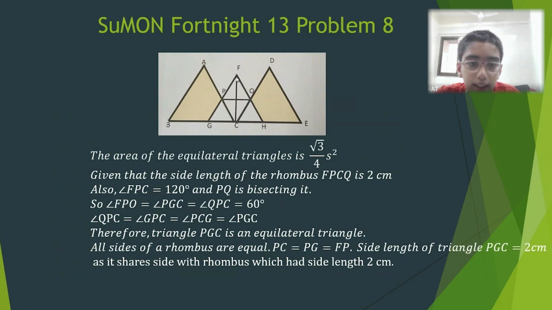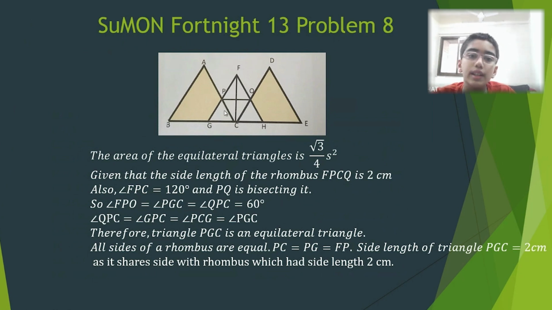Now we need to prove that triangle FGH is equilateral. We can do that because we are given that angle PFQ is equal to 60 degrees. So that is one angle of this triangle. Now we have also proved that the other two angles of triangle FGH are 60 degrees and therefore we know that it is an equilateral triangle as well.